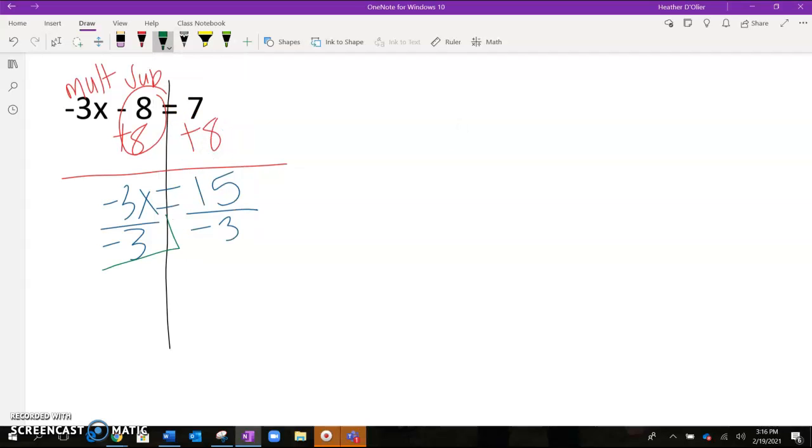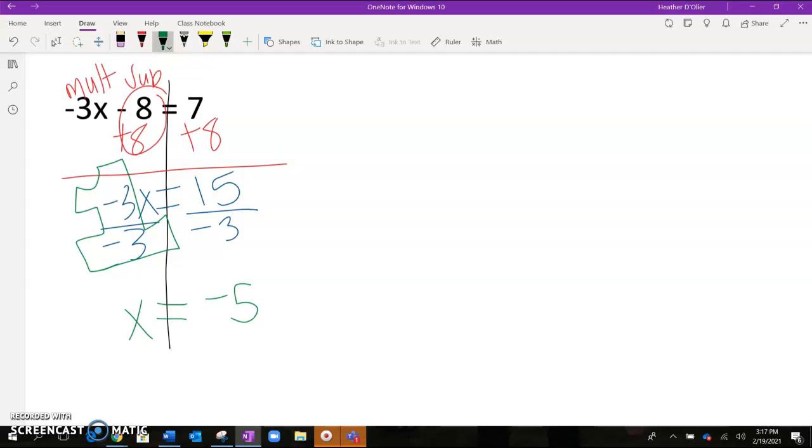And remember, this gives me 1. The whole thing is I'm trying to isolate my variable, get it all by itself, but it does still have to exist. That's why I made a 0 first, and now I made a 1, and x equals, well, 15 divided by negative 3. There's only one negative, so the answer is negative. 15 divided by 3 is 5, negative 5.